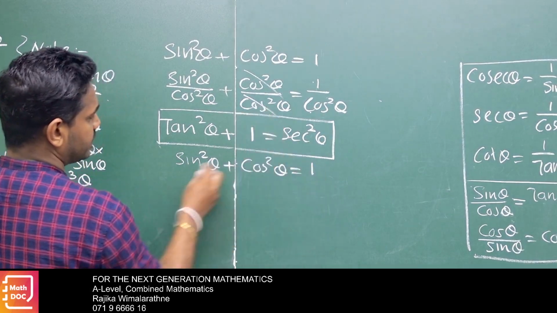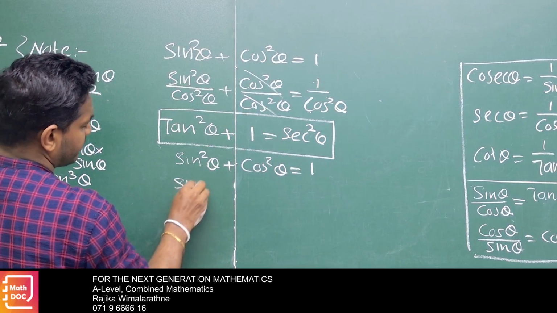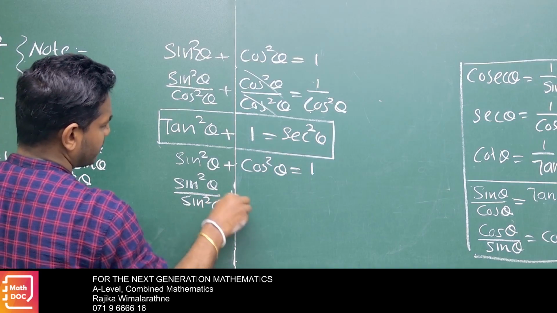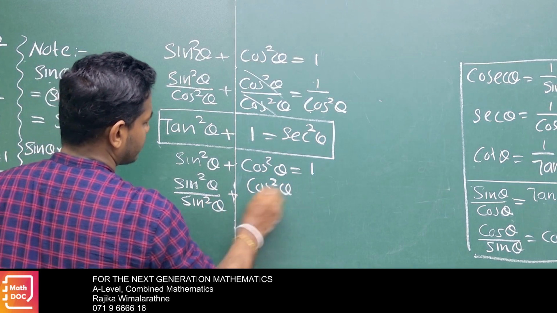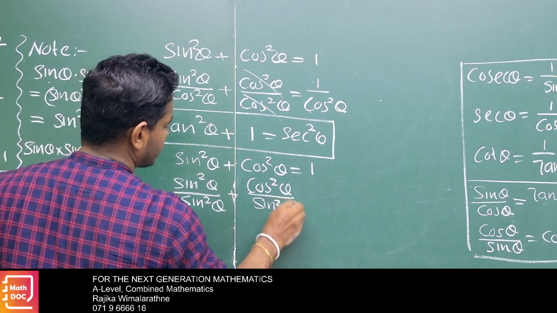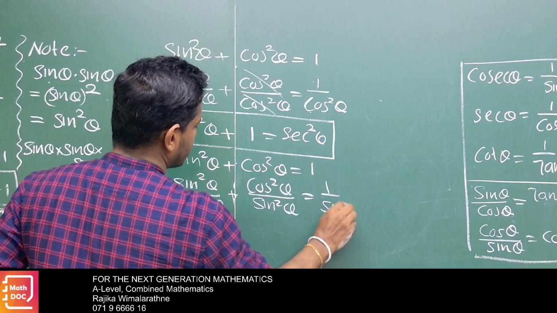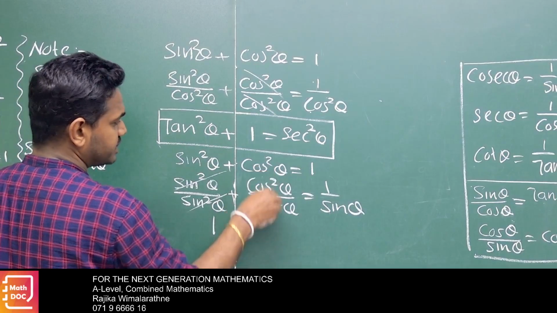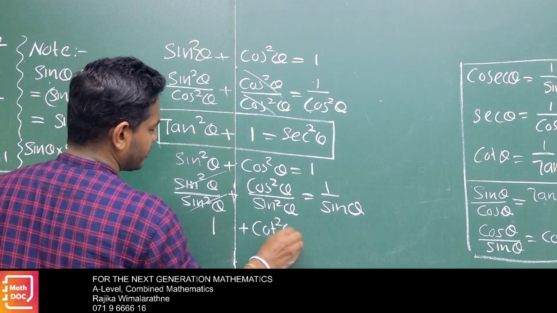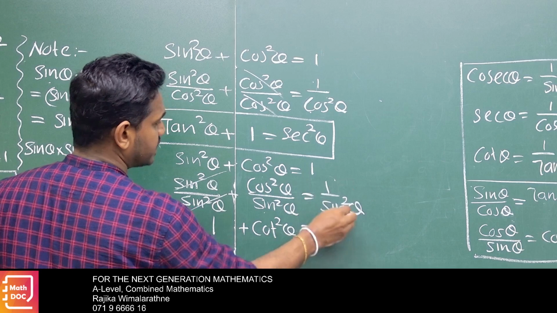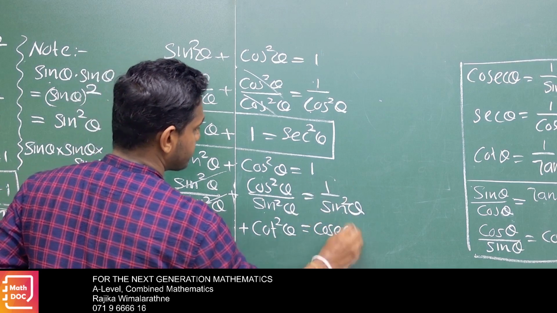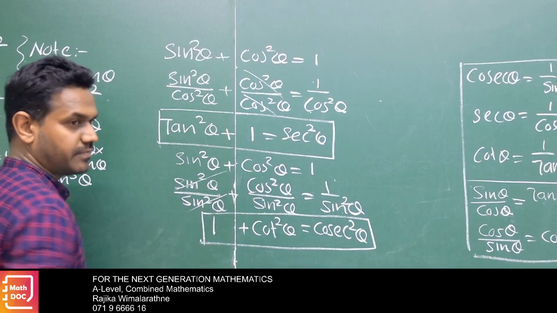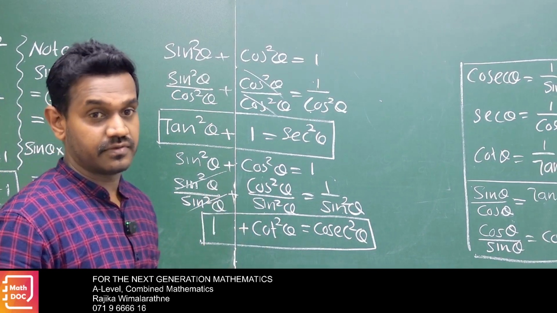Now you divide every term by sin squared. Then cancel this. Cos over sine we call cot. 1 over sine means cosec. Then this is another format of the Pythagorean identity. We have three different forms of that.